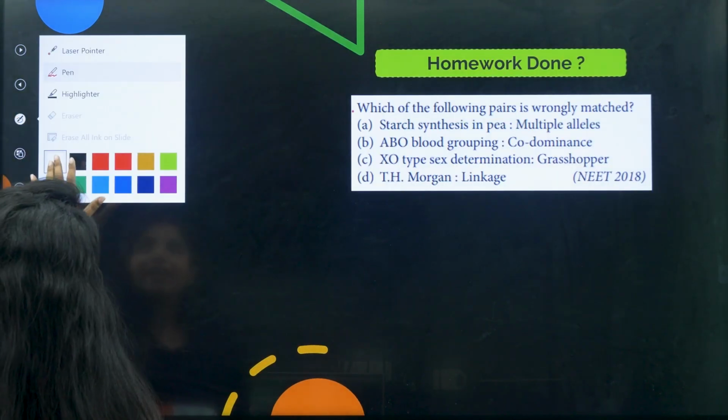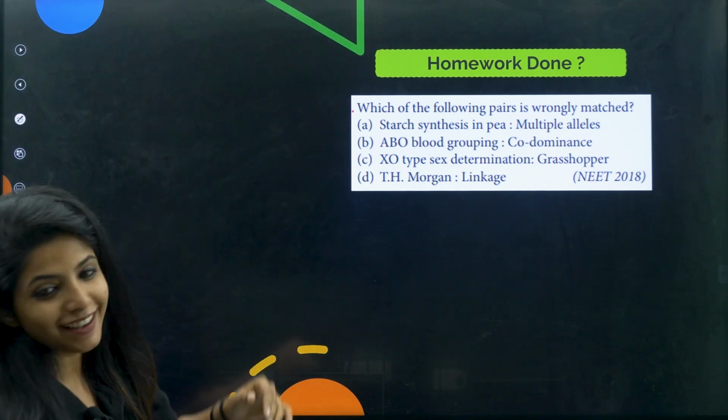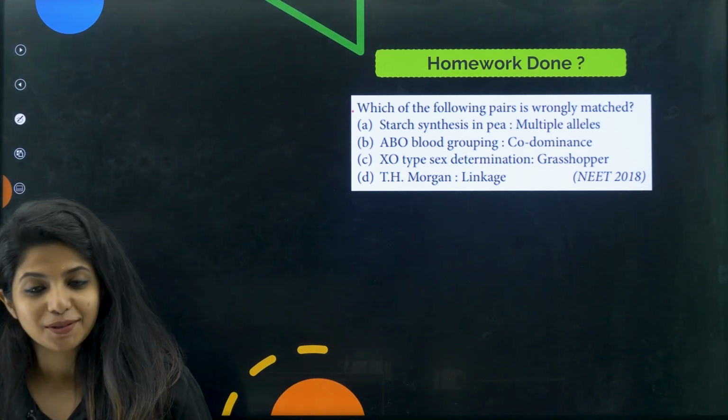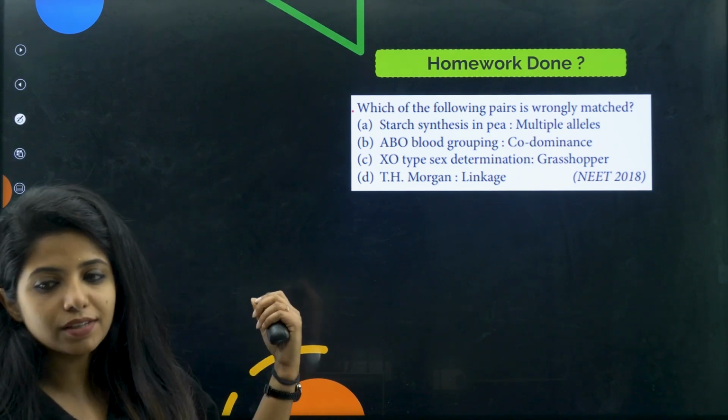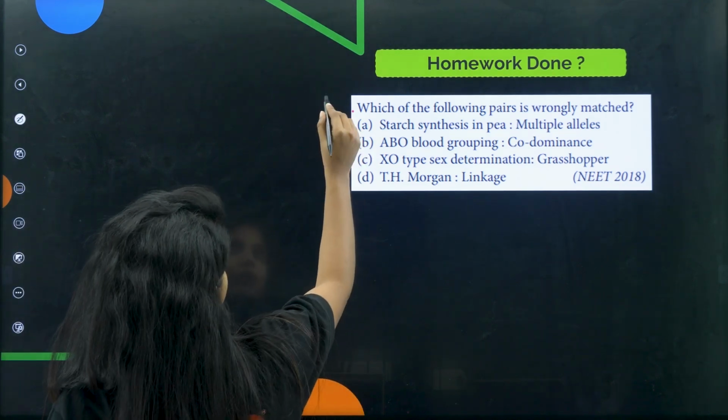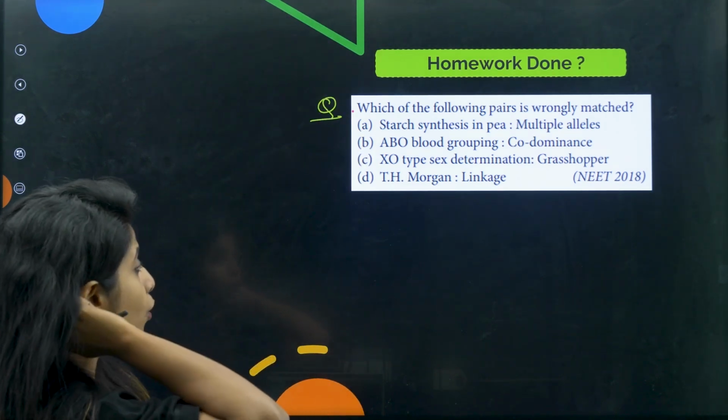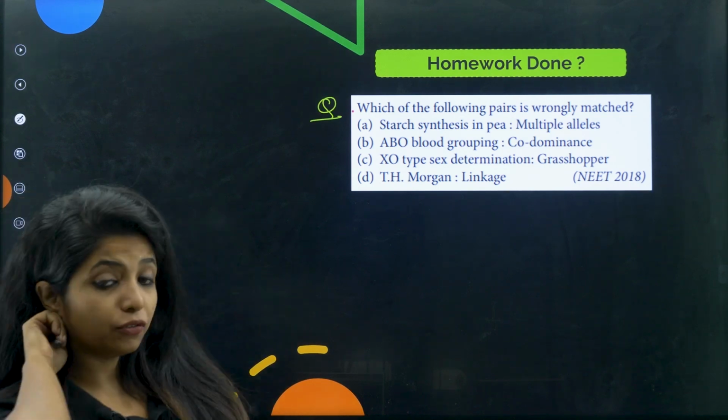Now going ahead, I gave you homework if I remember, but if you remember, do let me know the answer as well. If you have not yet told the answers, you still have time. If you're watching this, tell me the answer. Now, if you're not able to understand the question, let me try. Which of the following pairs is wrongly matched? You have to find the wrong matches.